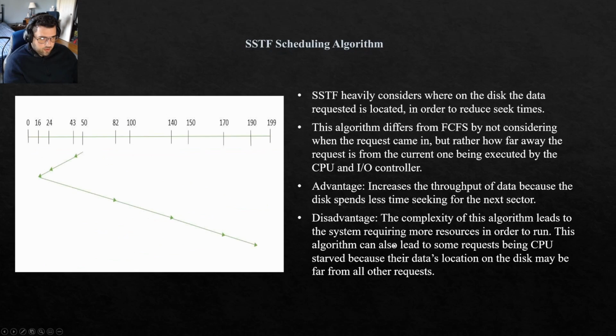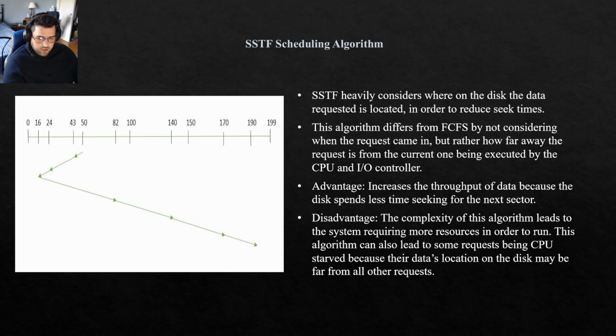The next algorithm I'm going to be speaking about is the shortest seek time scheduling algorithm. This algorithm is more complex and is also used for disk scheduling in operating systems. It heavily considers where on the disk the data requested is located in order to reduce seek times. This algorithm differs from first come, first serve by not considering when the request came in, but rather how far away the request is from the current one being executed by the CPU and IO controller.